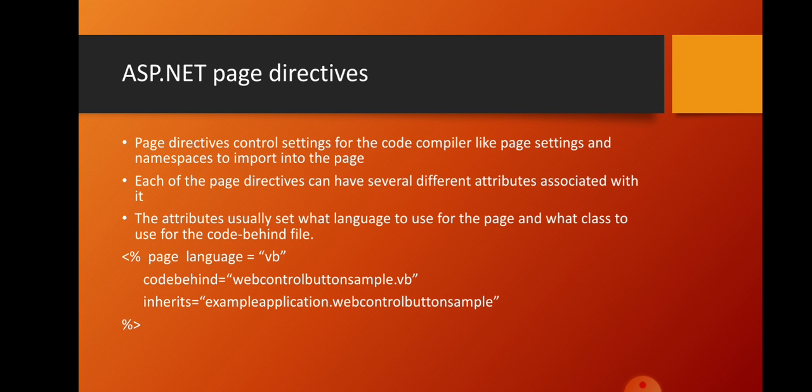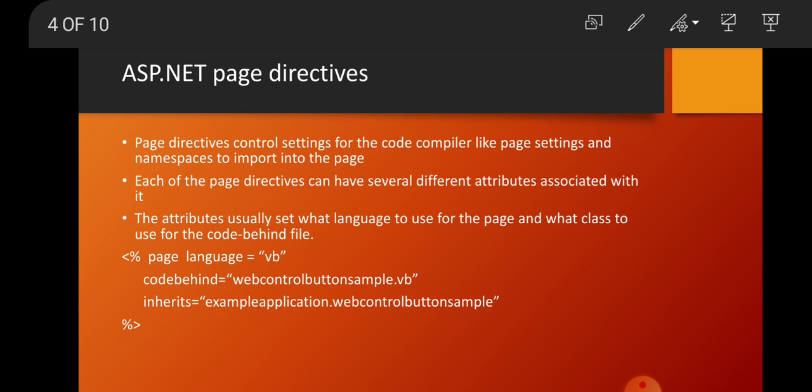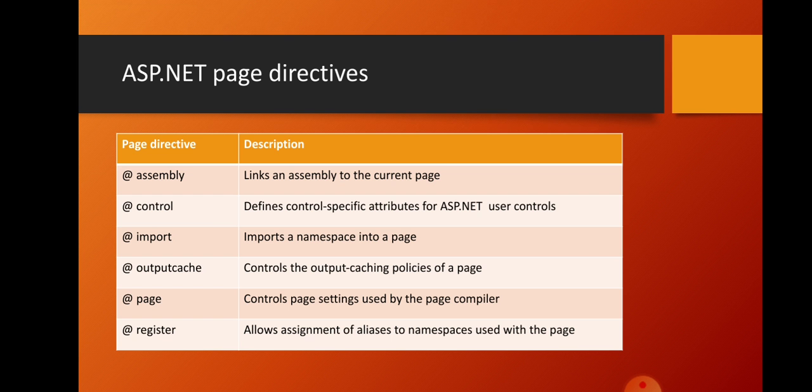Each page directive consists of various types of attributes. The attributes usually specify the language for the page and what class to use for the code behind file. Here is an example. The page directive consists of the attributes language, code behind, and inherits. Here the page language is Visual Basic, the code behind file is web control button sample.vb, and the base class file is example application.web control button sample.